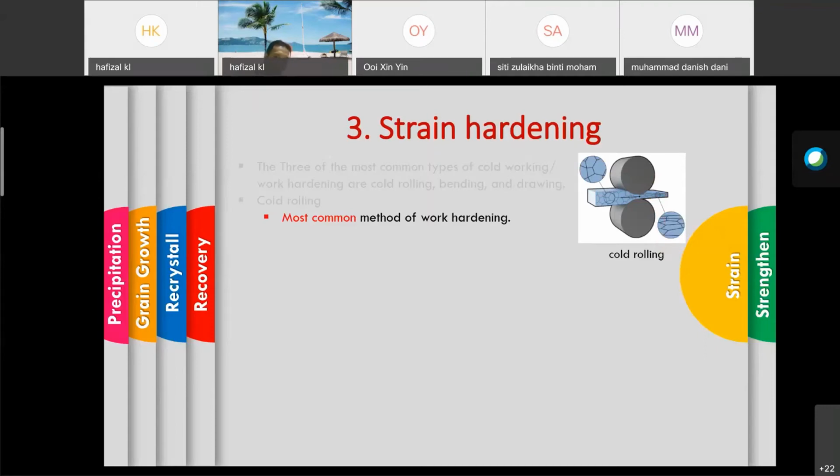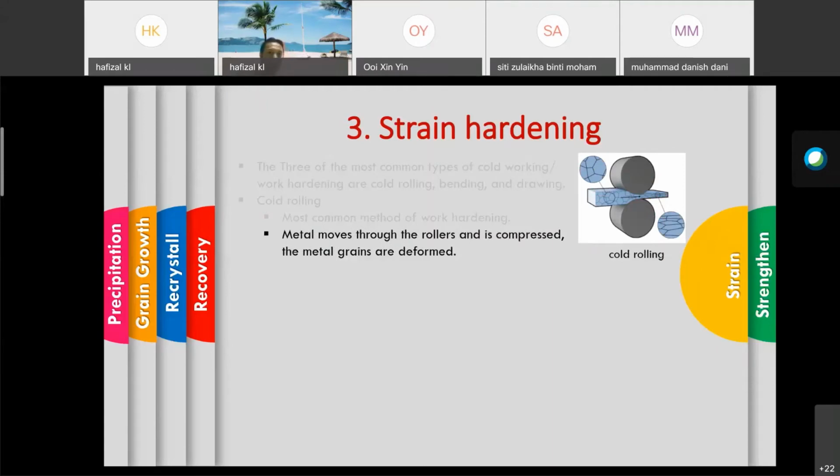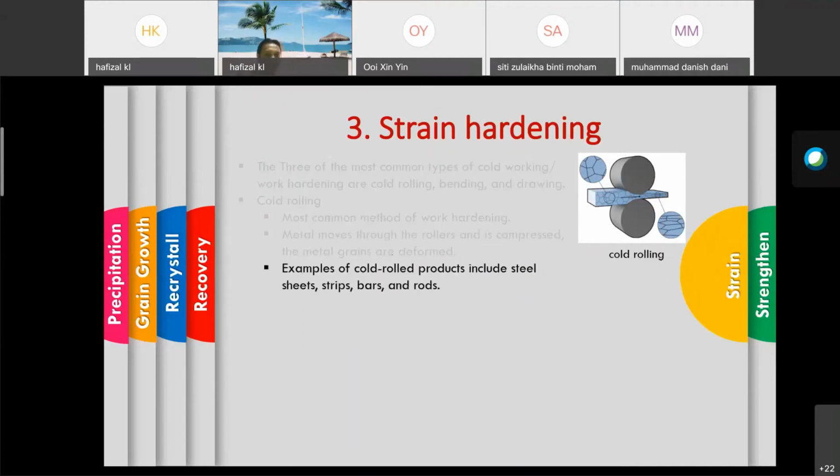So this is the rolling process, the cold working at room temperature. The metal moves through the rollers and is compressed. The metal grains are deformed. Examples of cold rolling products include steel sheet, strip, bar, and rod.